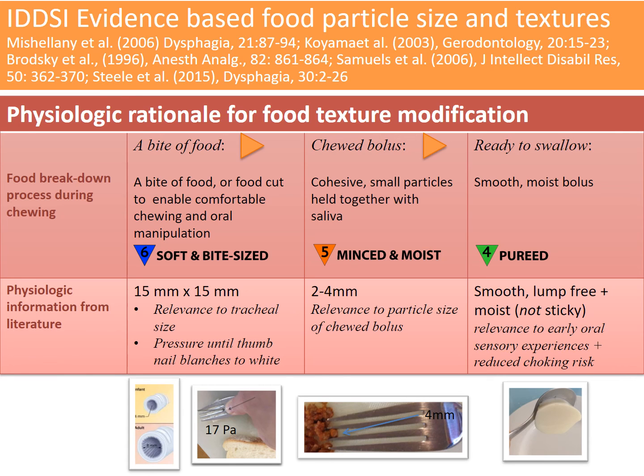Moving on to level 4, our smooth and moist bolus, we need this to be smooth and lump-free and moist so that it's able to be swallowed with very minimal oral processing at all. And again, that's mapping onto physiology and patient groups where any degree of oral processing is going to be too much.